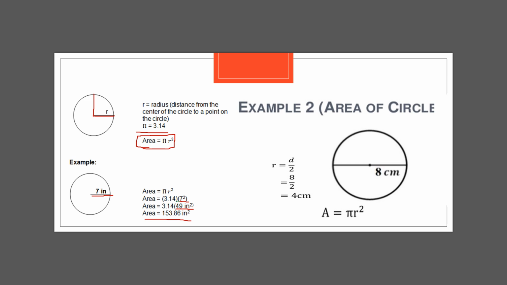Example number 2. Here, your diameter is given. So again, our area formula is area is equal to pi times your radius squared. Now what we do know is that the diameter is twice the radius. So we will need to divide the diameter by 2 so we can get the radius. So 8 divided by 2 is going to give us 4 centimeters. And then you multiply 3.14 times the radius squared, which is, radius is 4, 4 times 4 is 16, and then complete those calculations.